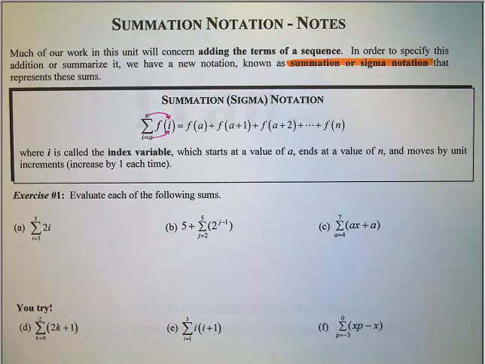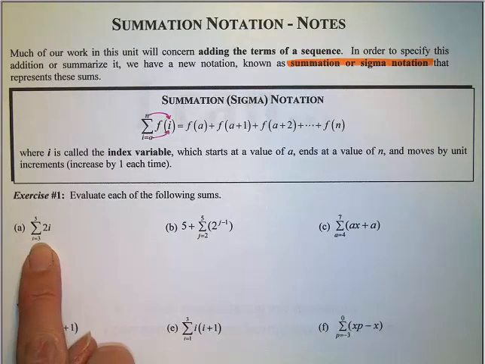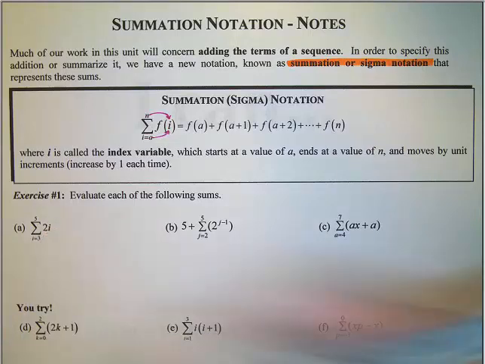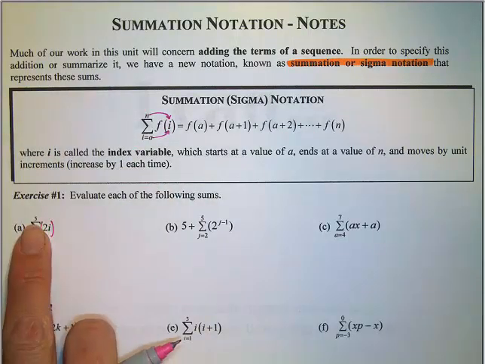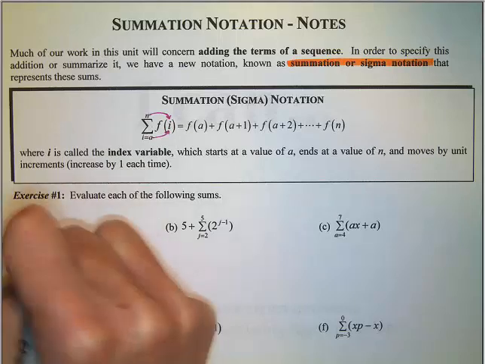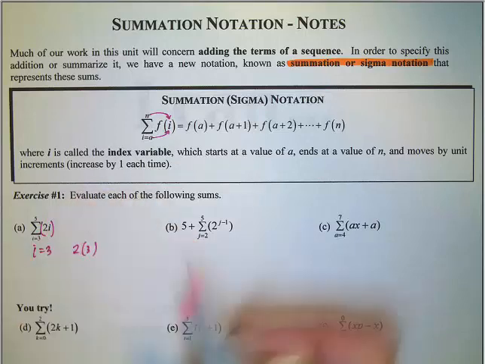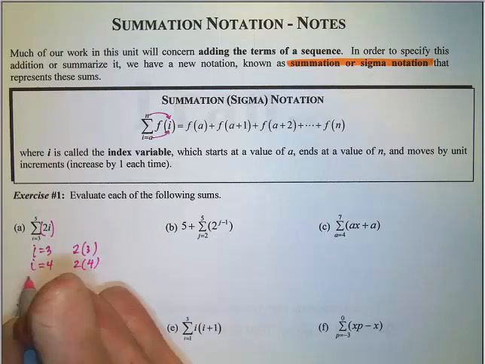So we have the summation, and our variable is I, and I equals 3. Our expression is 2I, and please put this in parentheses, and our last number is 5. So the way I like to think about this is we're going from the third term to the fifth term. So we have to plug in I equals 3 into this expression of 2I. Then we have to do I equals 4, and then we have to do I equals 5.